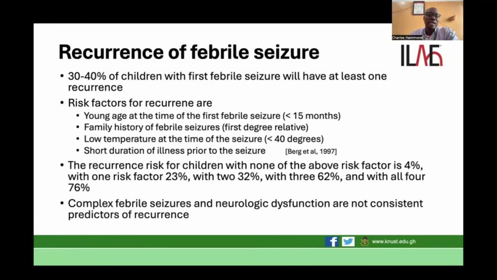Let us note that having a complex febrile seizure and having neurological dysfunction are not consistent predictors of recurrence. So they do not predict that there could be recurrence of febrile seizures. But we will talk about subsequent epilepsy, and that is when complex febrile seizure becomes important.